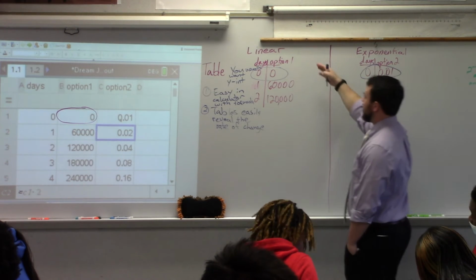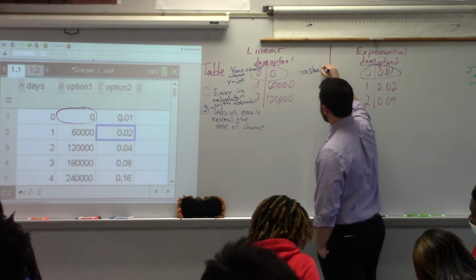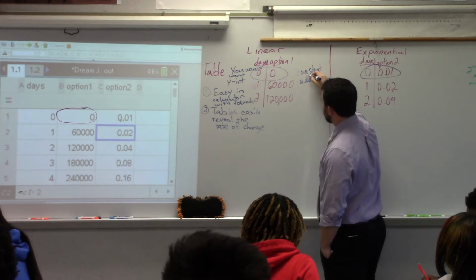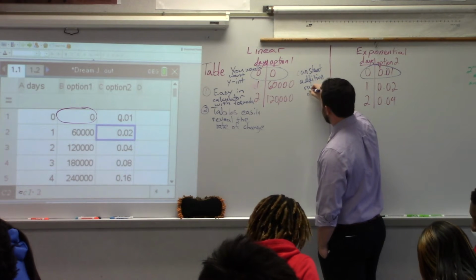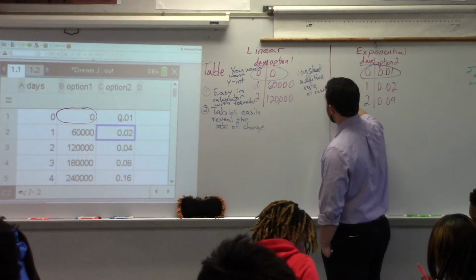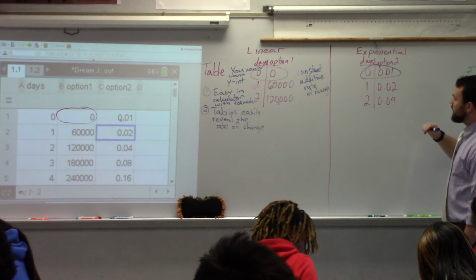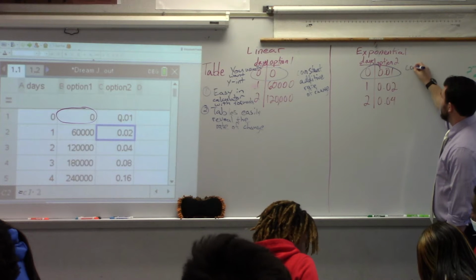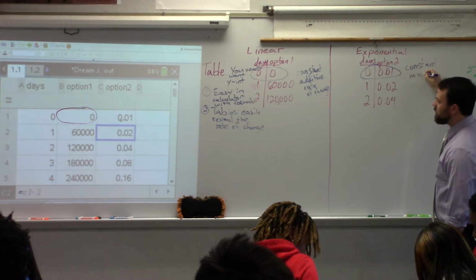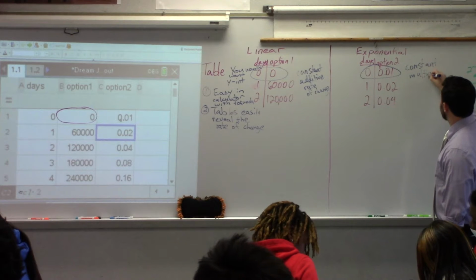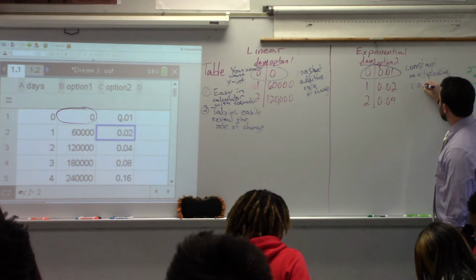So if it's linear in the table, we see a constant, what's it called? Constant additive rate of change. You definitely want that clarification there. With the exponential, what do we see? Constant. Yeah. Constant multiplicative rate of change.